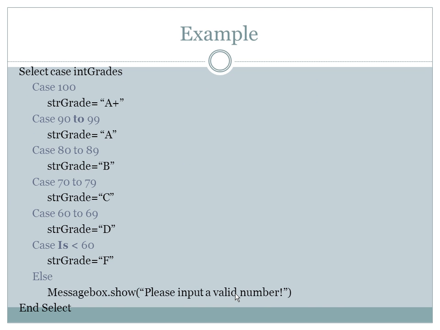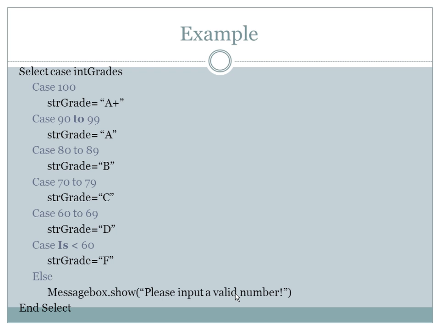So let's take a look at an example. For select case int grades, if I have case 100, I have one discrete value that I want it to check. If int grades is equal to 100, notice they're both integers, then I want string grade to equal A+. The next ones are ranges, so I have case 90 to 99, case 80 to 89, 70 to 79, and 60 to 69. So those are all ranges. If the value falls between any of those ranges, the appropriate string will be created.